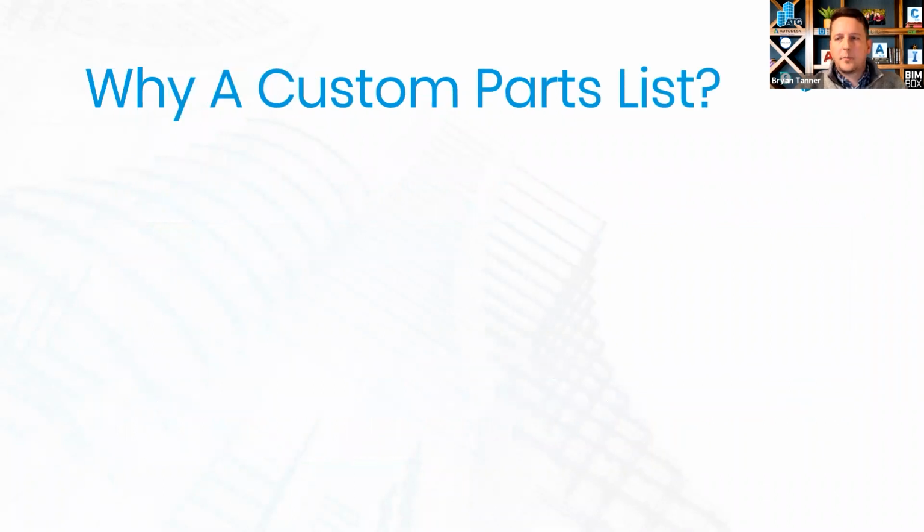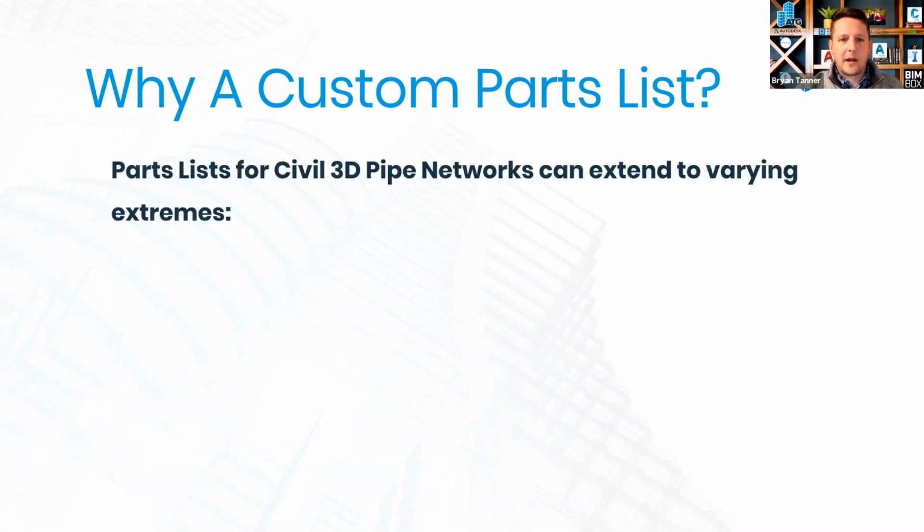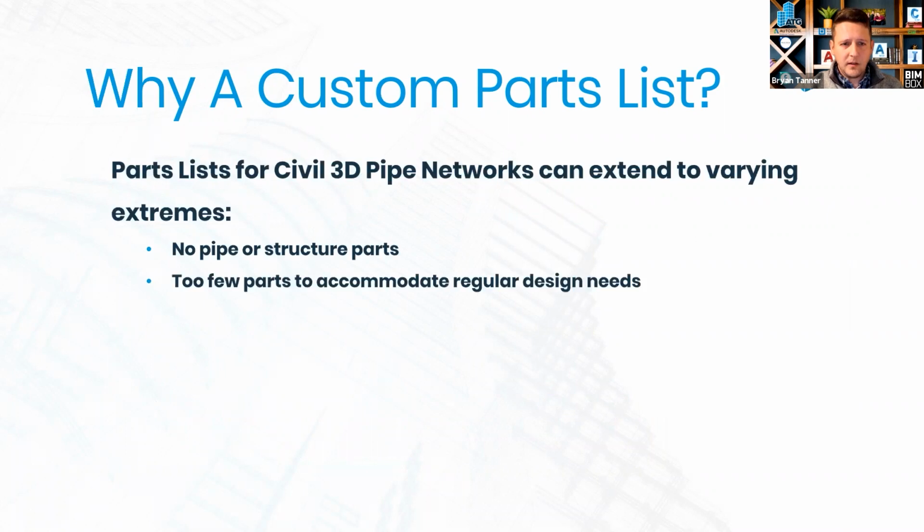Why a custom parts list? Well, I kind of touched on that before. We get to curate that list down a little bit. But parts lists for Civil 3D networks can extend to a wild level of extremes between different organizations and how they plan to use it. I would say that some of these extremes cause issues, though. I've seen templates with no pipe or structure parts defined within them.